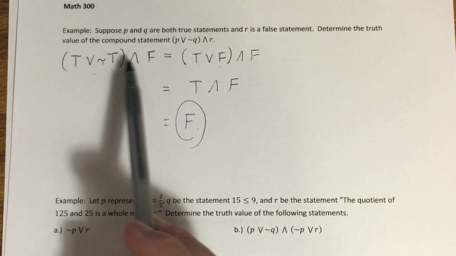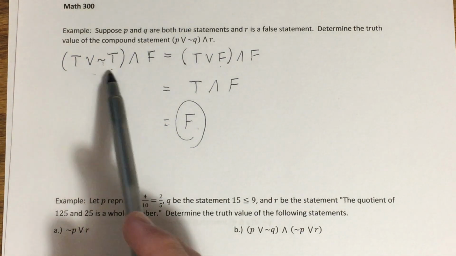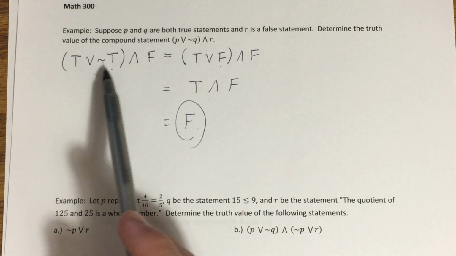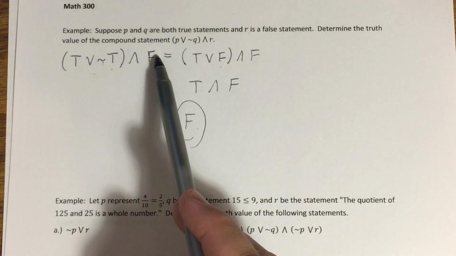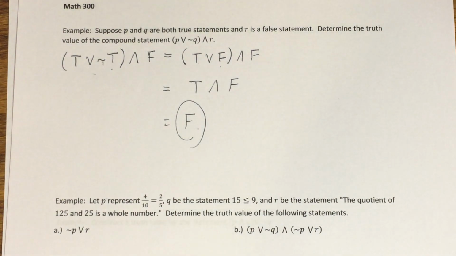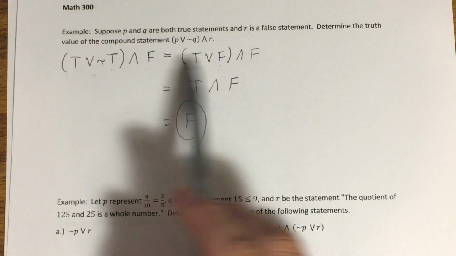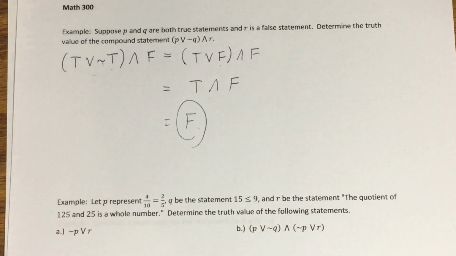So at the end of the day, it didn't matter whether this statement was true or false because since I was making a conjunction with this statement and a false statement, the answer was going to be false no matter what. Okay, but it's good to see the entire process and write out all of these steps so you can see how this would normally work.